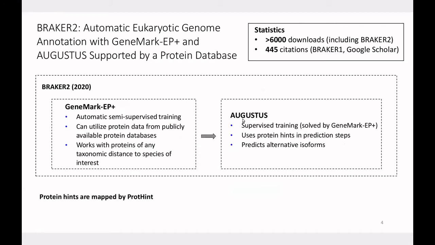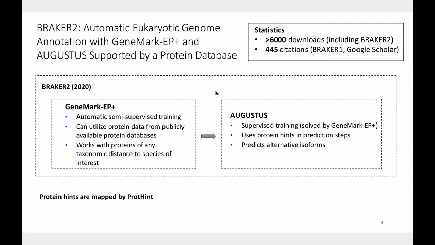Second is BRAKER2, which is doing the same thing, but now it's using proteins. So it's connecting GeneMark-EP+, which has been introduced, which is able to utilize proteins from even remote homologs, and it's combining with Augustus, which has, again, the same strengths as I already talked about.